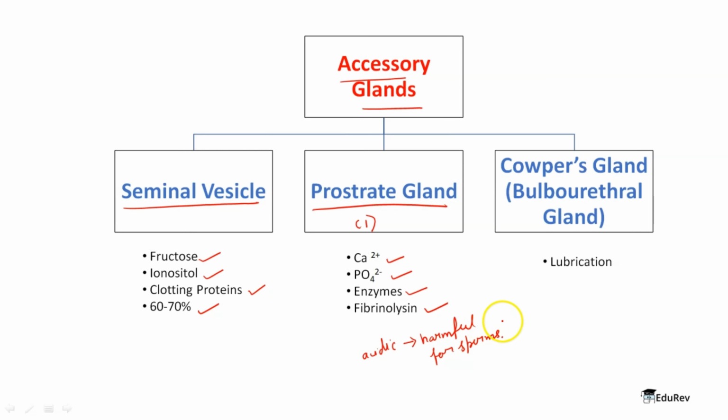So the secretions from the prostate gland prevent this by making the environment basic. It becomes basic. Why? Because of the secretions of the prostate gland. Also, the semen contains a characteristic odor due to secretions of the prostate gland. It has the characteristic odor of semen.